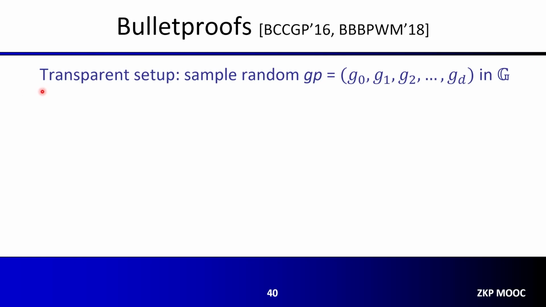So in this scheme, the key generation is actually very simple. We're just going to sample the global parameters as d+1 random elements in this group. There's no trapdoor or secret key in this setup process, so that is why we call it a transparent setup. And note that the size of this global parameter in the construction of Bulletproofs is still linear in the degree of the polynomial.